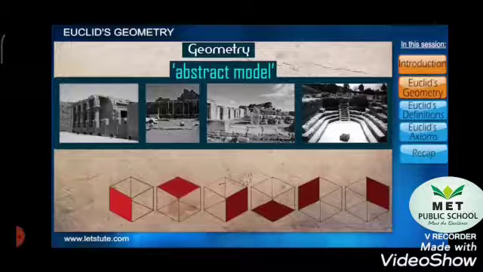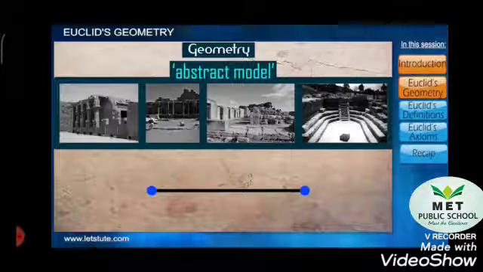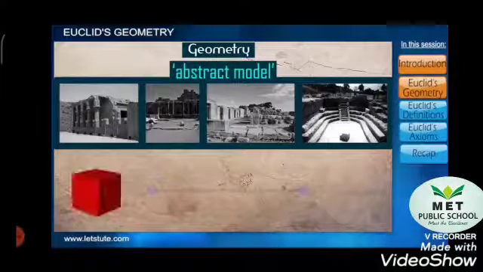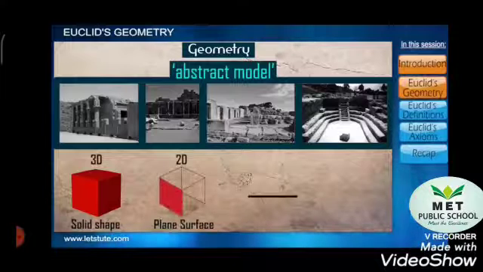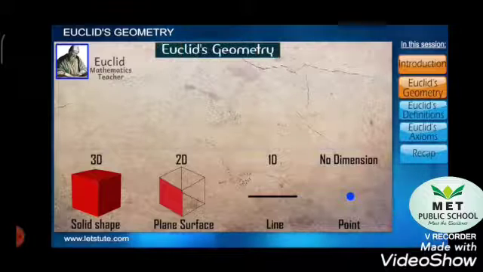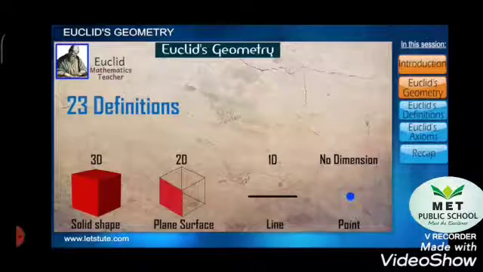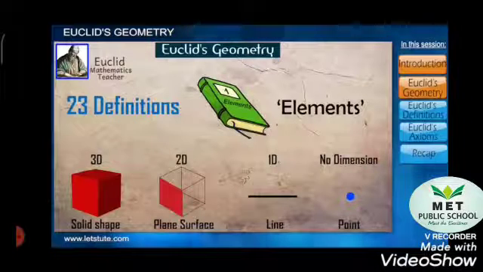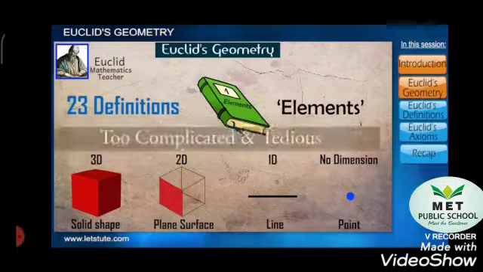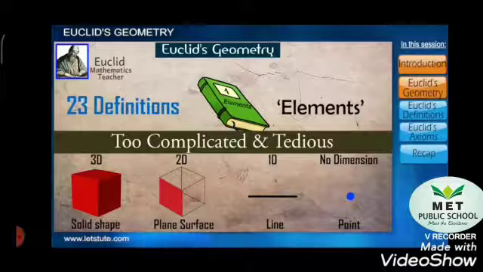Let us take an example of a solid cube. It has 6 surfaces, each surface with 4 sides and each side with 2 points. Here the solid is 3D, the surface is 2-dimensional, the line is 1-dimensional and a point does not have any dimension. Euclid gave 23 definitions in his book Elements, which are too complicated and tedious. Let's look into a few of them to understand Euclid's thought.